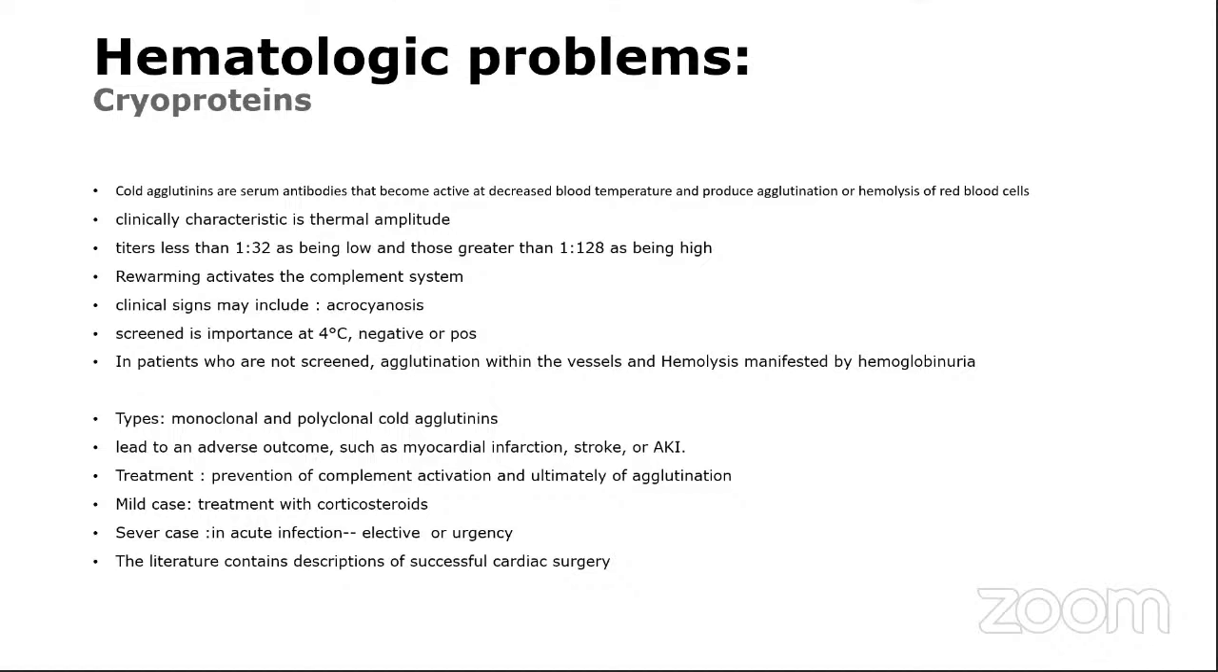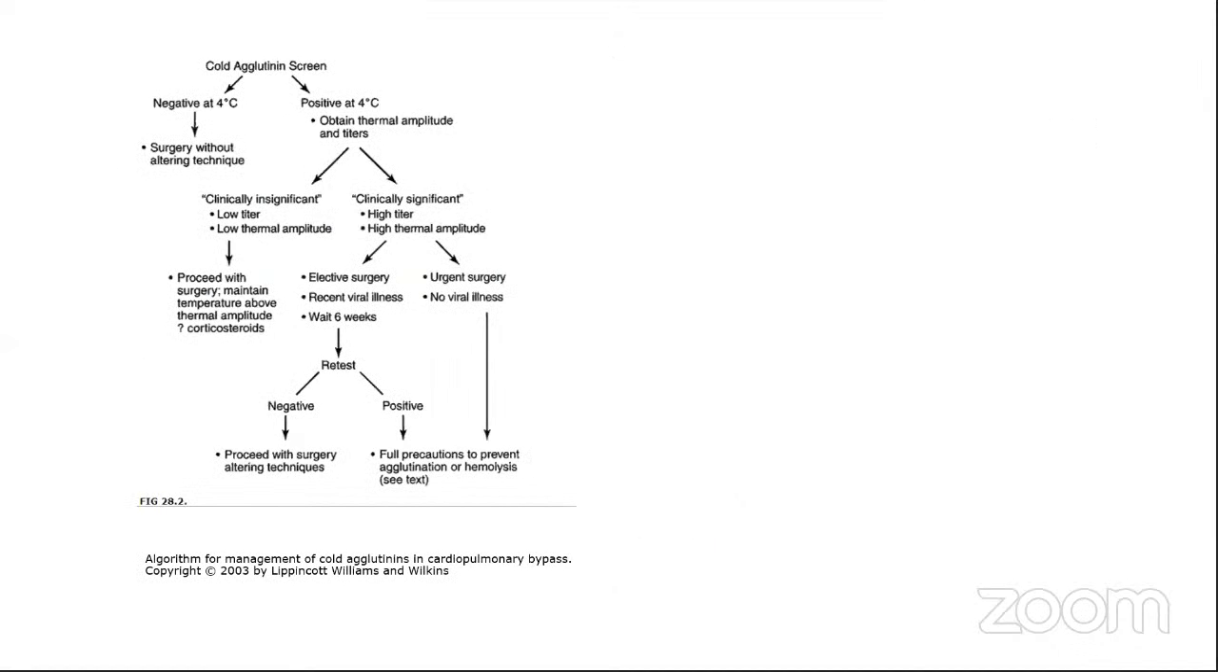An additional point about that: the antibody can be diluted also through the circuit priming solution. This will also decrease the activation of agglutinin.